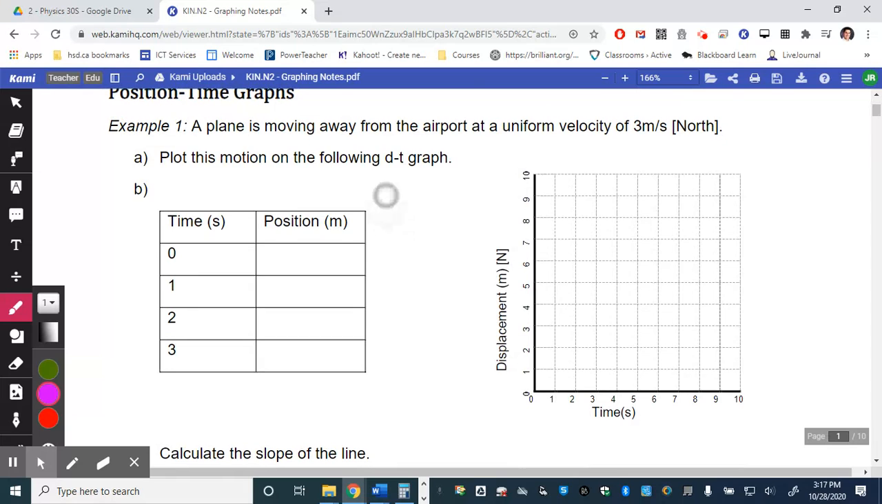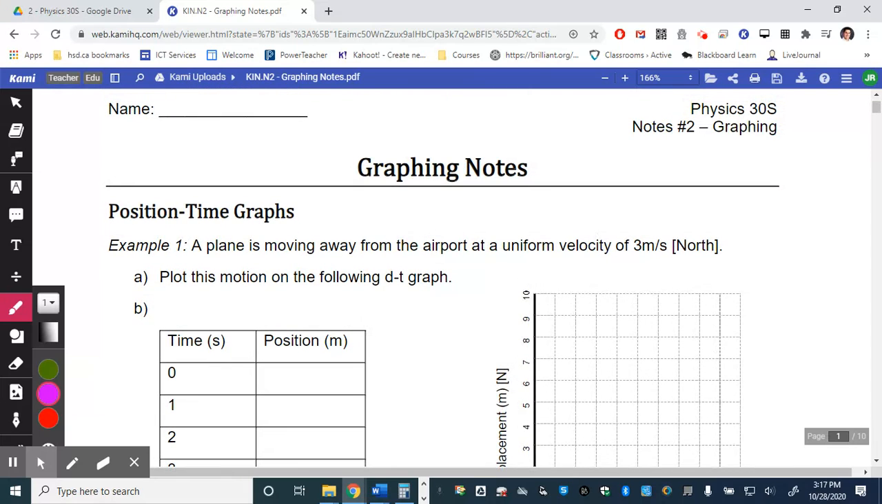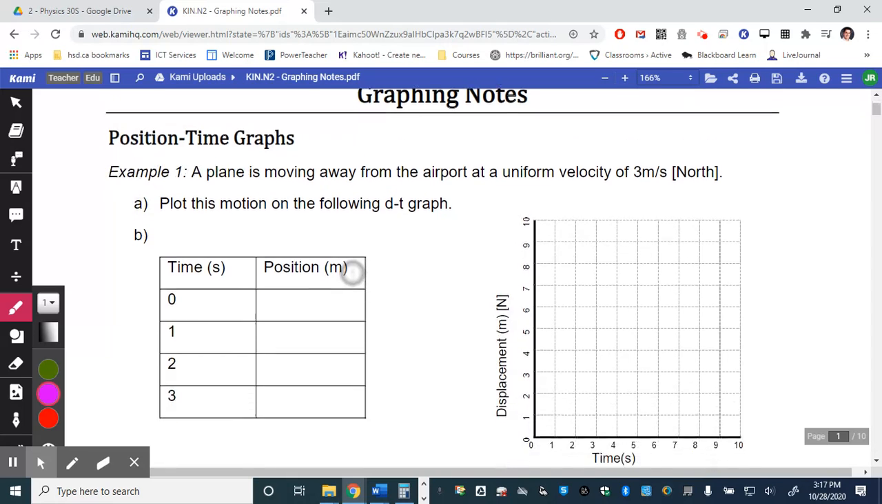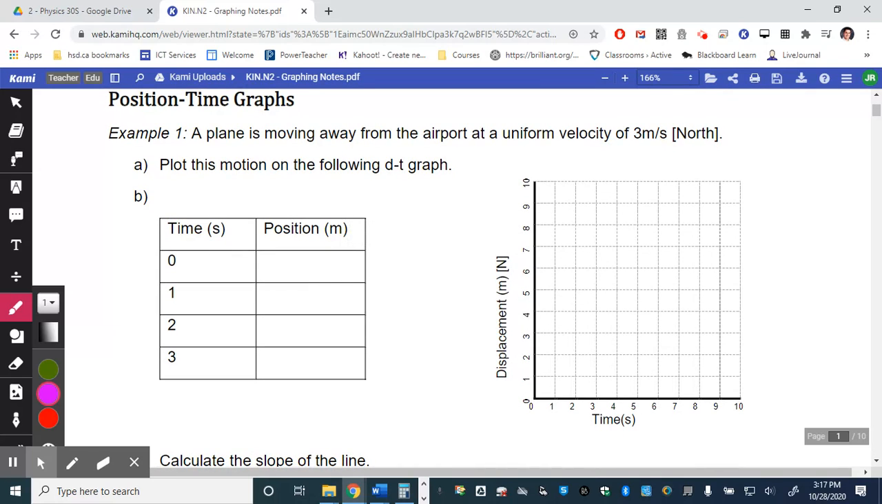Today what we're doing is graphing. I know a lot of people have been super excited about this and saying, Mr. Reimer, graphing was my favorite part of grade 10 physics. That's why I took grade 11 physics. When are we going to do graphing? Well, I've heard your cries and your pleas for more graphs. And so I've made this booklet.